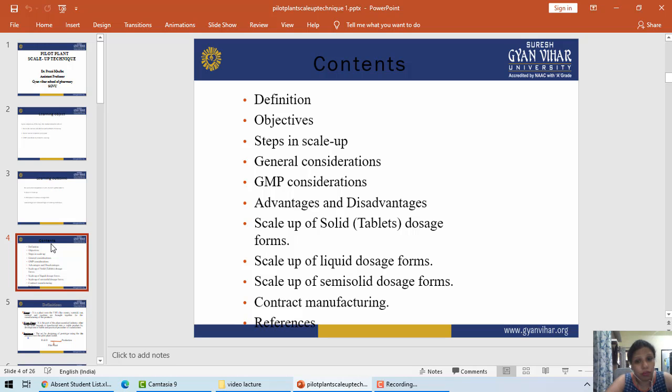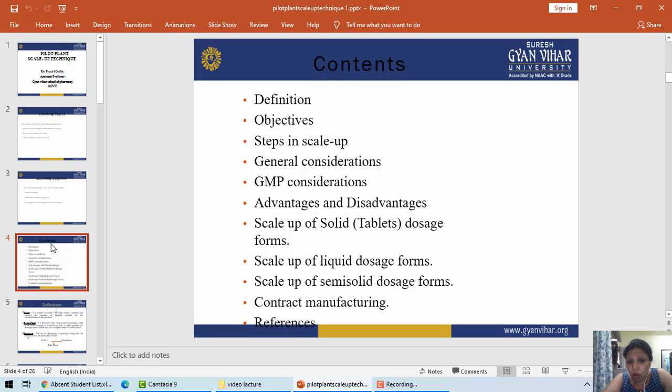After that is the scale up of solid or tablet dosage forms. In solid dosage forms we will discuss the tablet, because if we talk about solid dosage forms, the tablet is the most common solid dosage form for this unit.